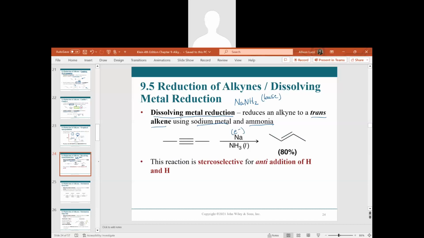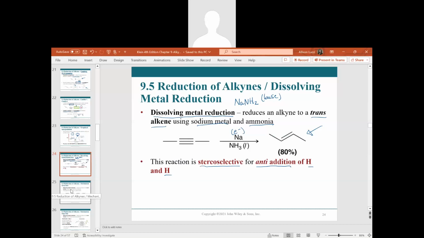So we have our alkyne, and we introduce it to the sodium metal and ammonia conditions, and then we end up with our 80% yield for a trans alkene. And we should note the terms we could use here are that this reaction is stereoselective. So the stereochemistry that results across the double bond is anti-addition of 2 hydrogens. So H2 is added in an anti.